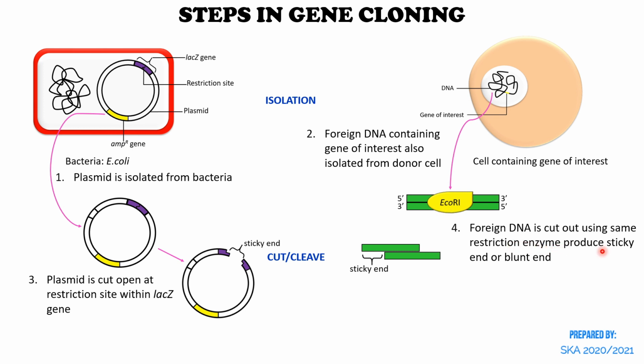This restriction enzyme will produce sticky end or blunt end, but in this case we use EcoRI, so it will produce sticky end. So both the plasmid and foreign DNA will have complementary sticky ends. So we have already finished the second step, cut or cleave.